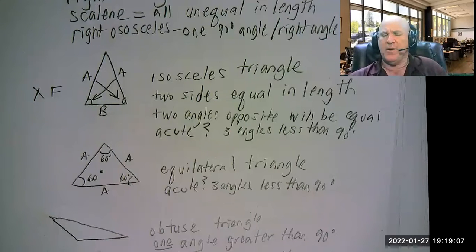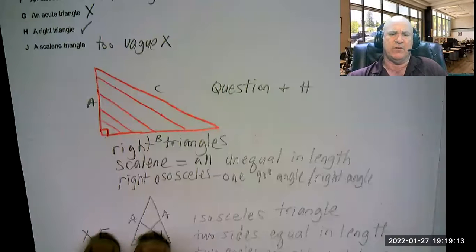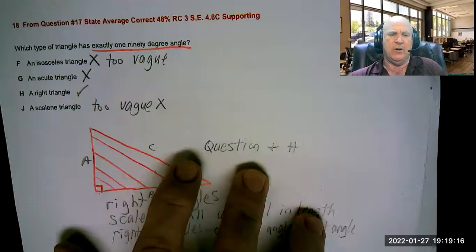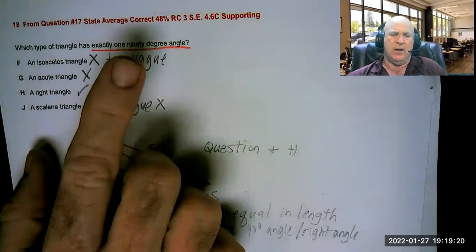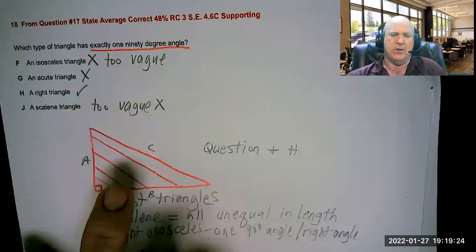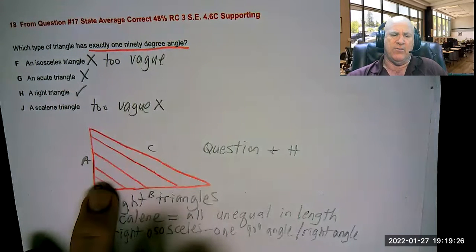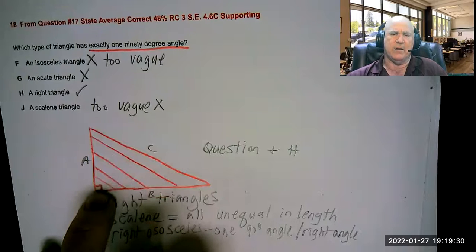So there you have it. The only one that's specific enough where there's exactly one 90-degree angle, we're going to call it a right triangle, and it will usually have the little square to let you know there's a 90 degree angle. It forms the corner of a square right there. So there you have it.